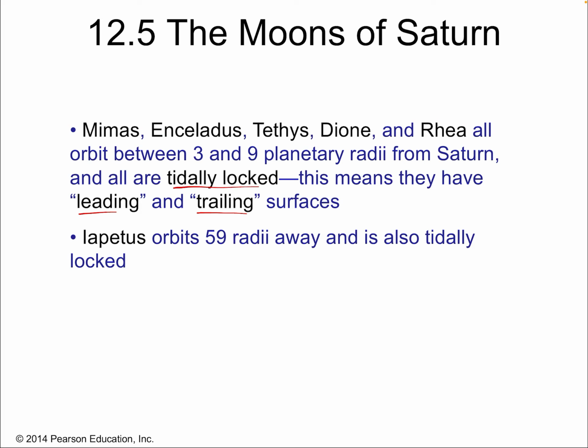Iapetus orbits 59 radii away and is also tidally locked. So Iapetus is much further away than Mimas, Enceladus, Tethys, Dione, and Rhea.